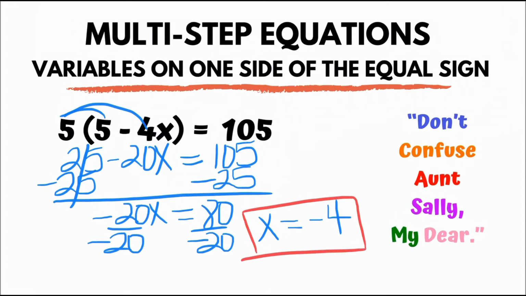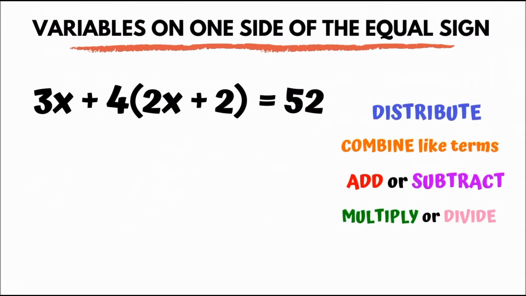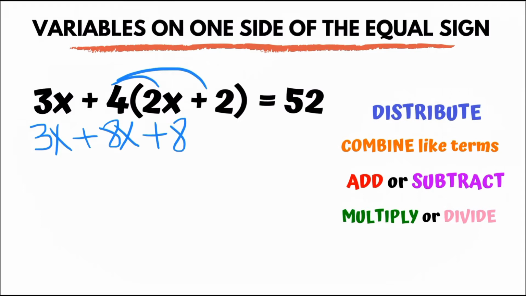We're going to look at another problem that's just a little bit longer. In this problem, the steps are still the same. First step is to distribute and multiply. I bring everything else down. So 4 times 2x is 8x, and 4 times 2 is 8. Then I need to combine like terms that are on the same side. 3x plus 8x is 11x.